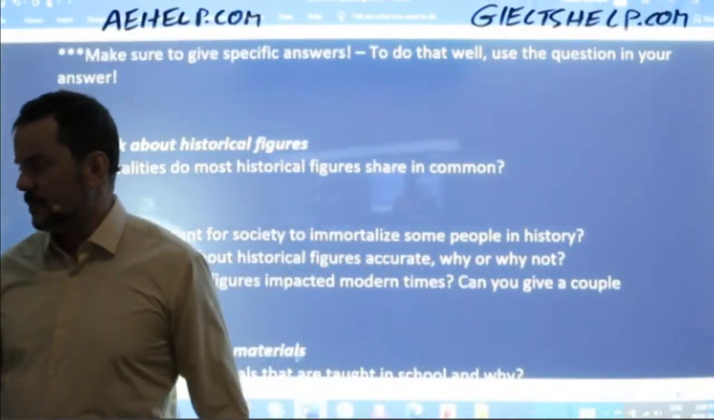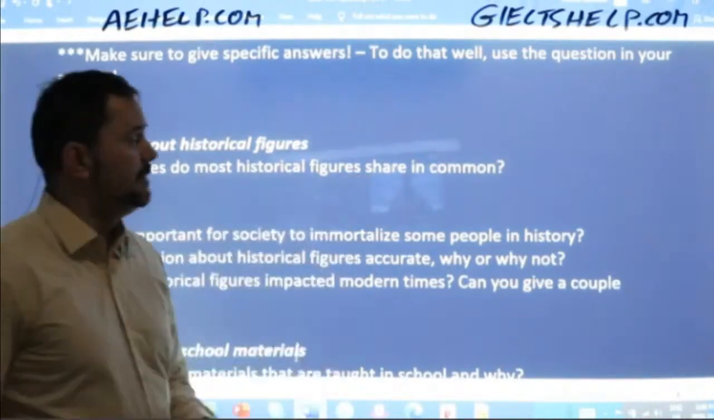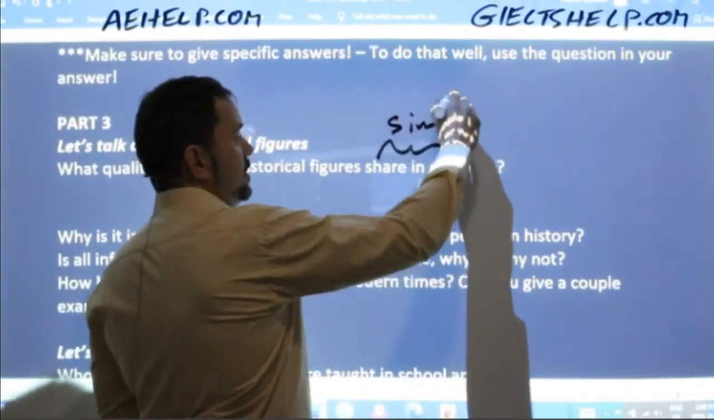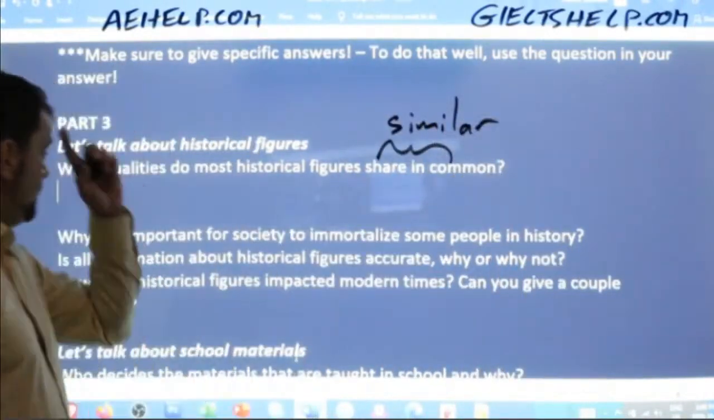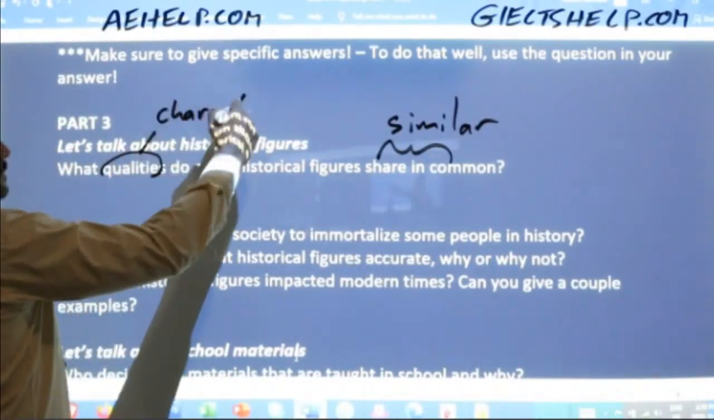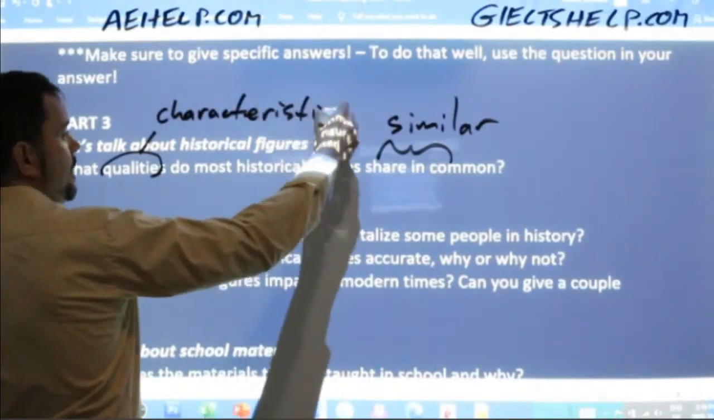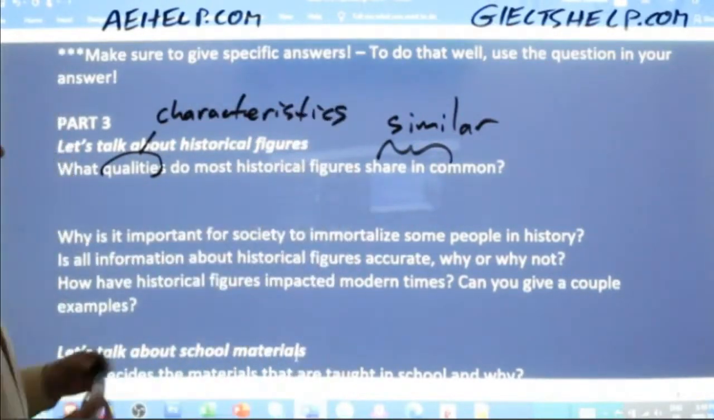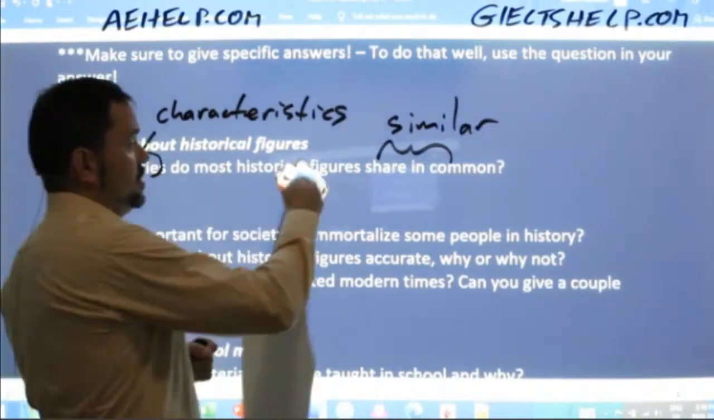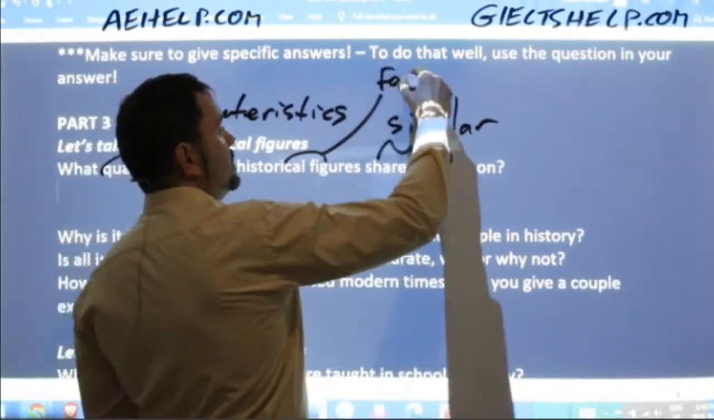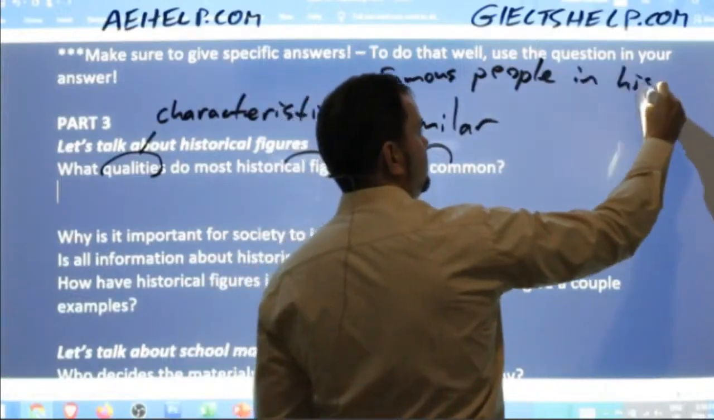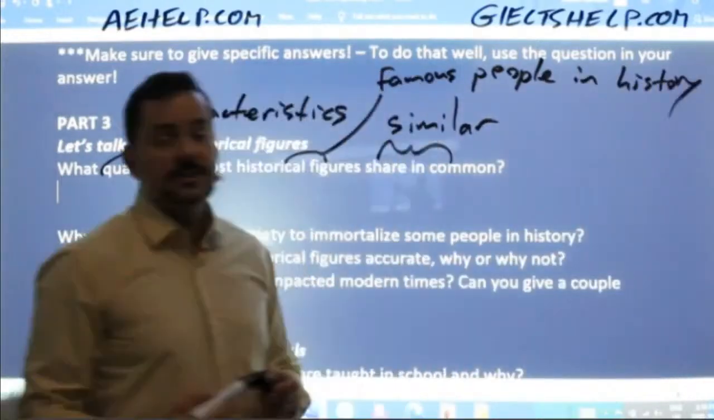So share in common, if you're thinking about this, you might come up with the word similarity or similar, okay? Qualities, characteristics, okay? Those are the words that you should be thinking about. Historical figures, okay? So famous people in history. Okay, so that's your paraphrasing.